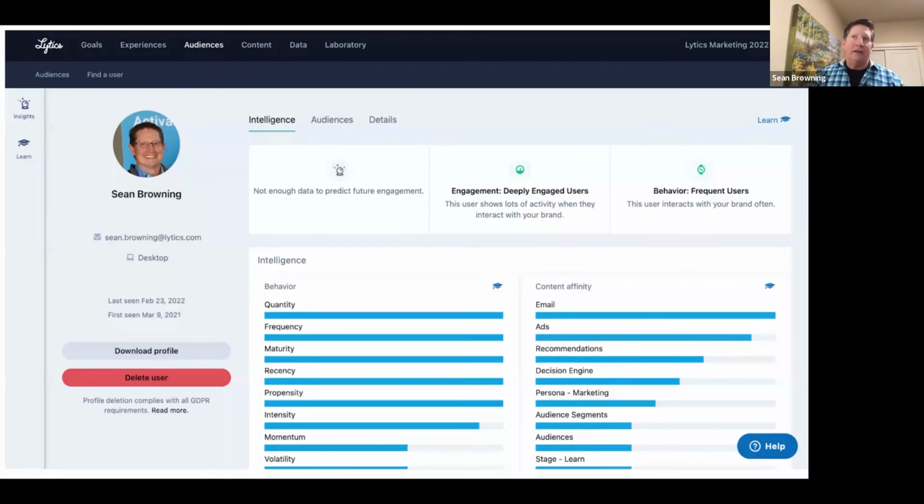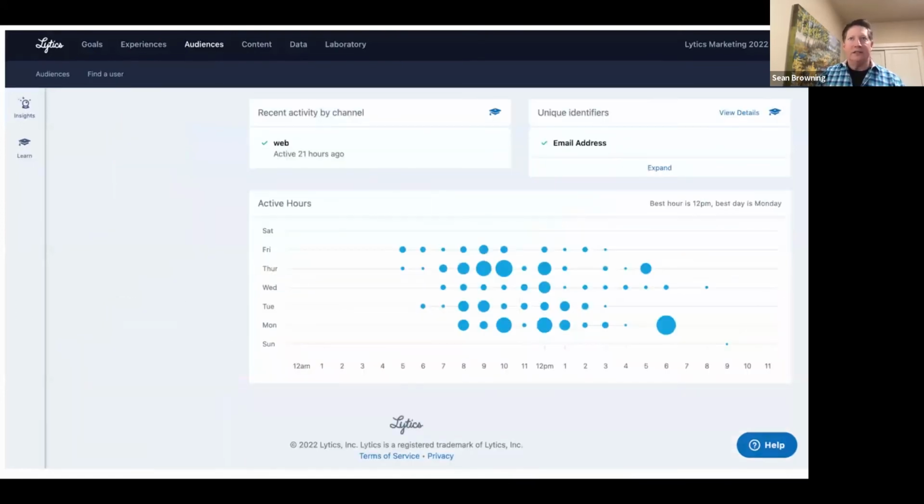We'll also understand the content or product affinity on the right side: what are the things that individual is looking at? So Lytics gives you the behavioral data about individuals. We'll even tell you what time of day. Notice that Mondays and Thursdays seem to be the more prominent days, with a lot of activity on Monday at 6 o'clock or Monday and Thursday at 10 a.m. So we know when to send the right message to the right person.